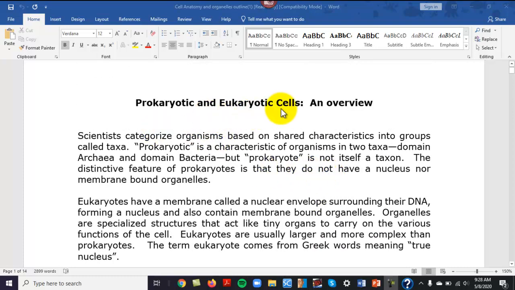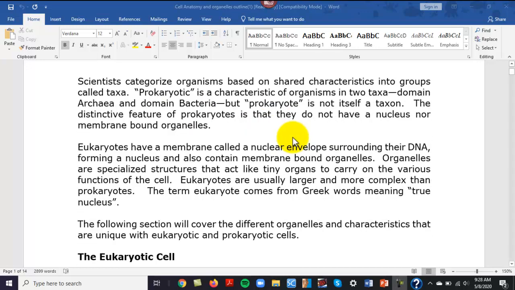So eukaryotic cells mean a cell with a nucleus. The term prokaryotic means before nucleus. Eukaryotic means true nucleus. So I'll do another video on the prokaryotic ones. We'll do eukaryotic cells first.